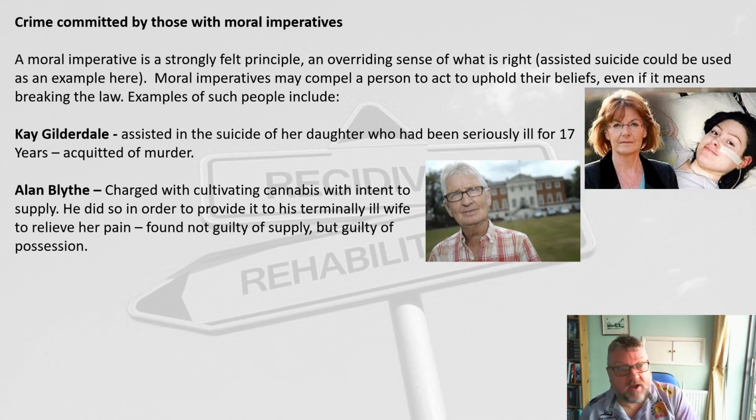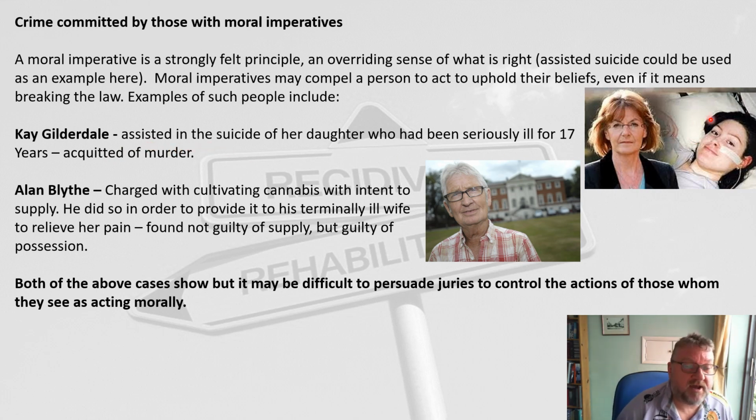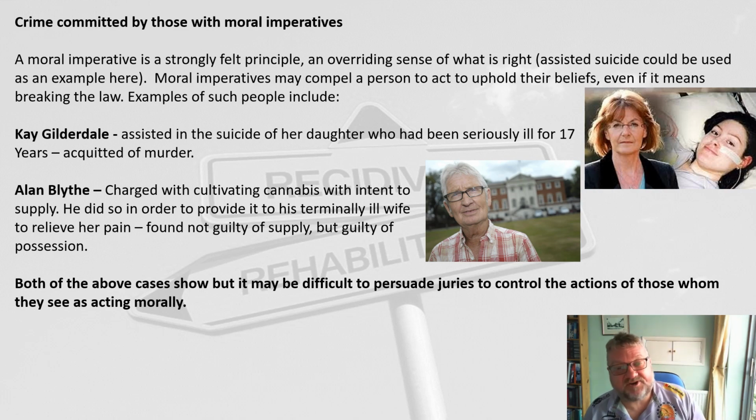This man here, Alan Blythe, he was charged with cultivating cannabis with intent to supply. He did so in order to provide it for his terminally ill wife to relieve her pain. The jury found him not guilty of supply, but guilty of possession. So what do these show? These cases show it can be difficult to persuade juries to control the actions of those they see as acting morally. So, technically, was she guilty of murder? Well, under law, Kay Gilderdale was, but was found innocent by a jury. Was he guilty of cultivating cannabis? Well, technically he was under law, but the jury still found him innocent. So there you go. Crimes of those with moral imperatives.